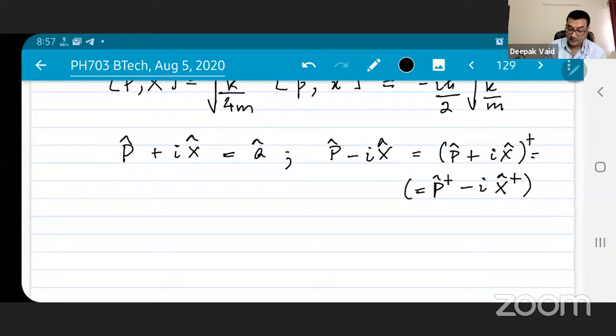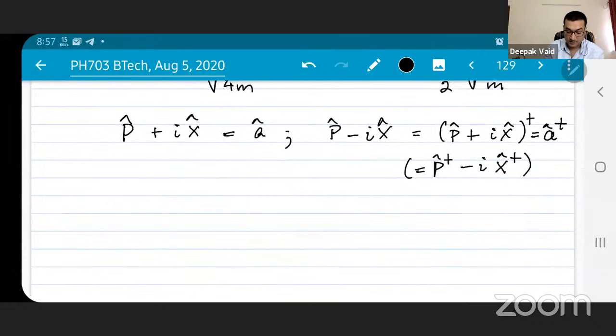And so this can be written as the operator A Hermitian conjugate. It's A dagger. So we have these two operators, A and A dagger.